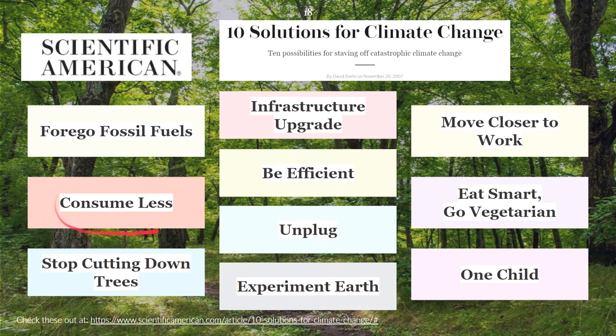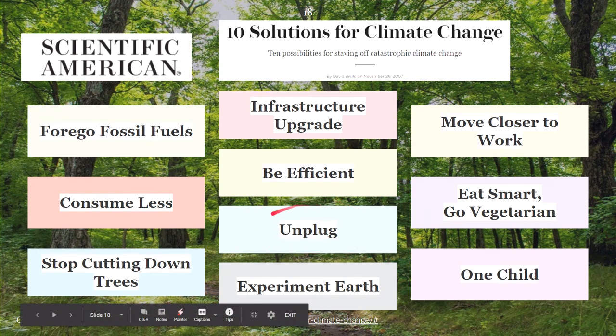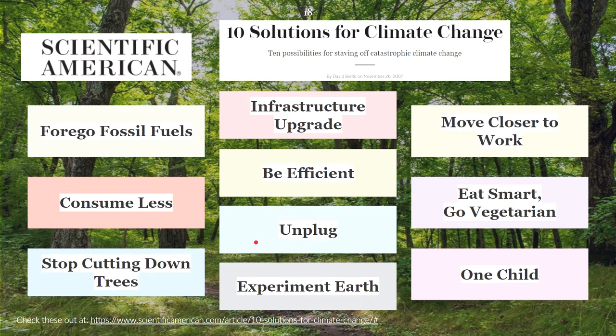Consuming less. Again, we've mentioned overconsumption. We will actually have a separate lesson about overconsumption and how it contributes to climate change. Unplug electricity and unplug devices when not being used. Eat smart and go vegetarian, because we've mentioned that livestock, pigs and cows and poultry, actually add methane in the atmosphere whenever their manure or waste are managed.